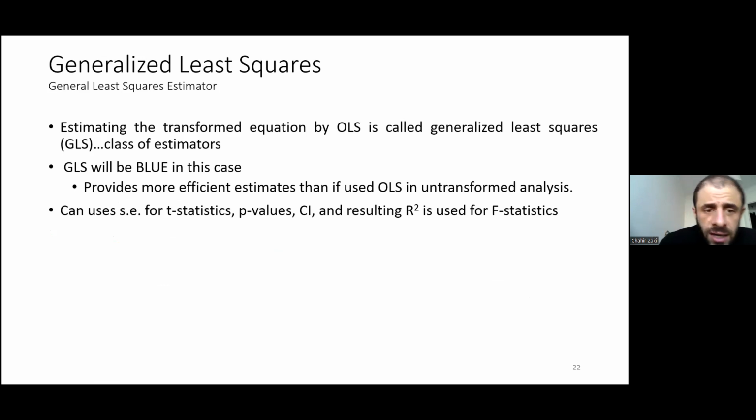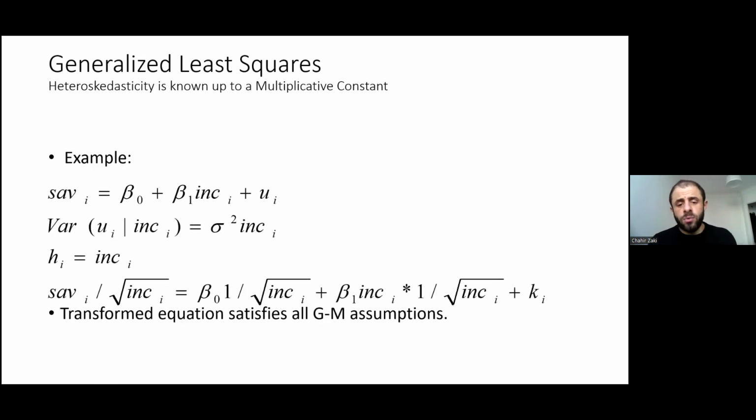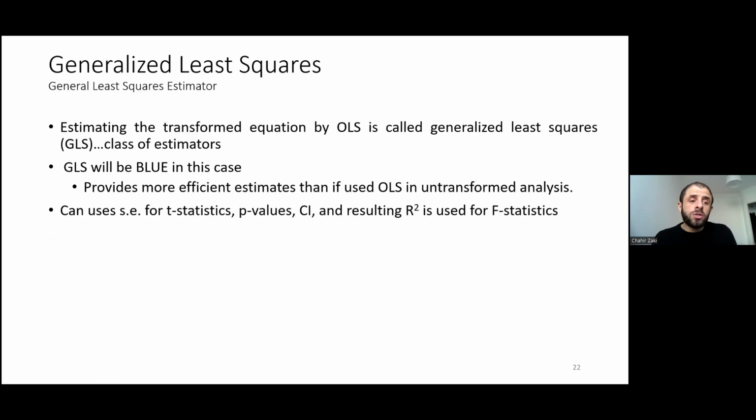We call it generalized least squares. Why is it generalized? Because it's the general case. In the first case, we assume that the weights are equal. But once we introduce the square root of income, the weights are not the same. That's why we call it the generalized least squares or the weighted least squares.